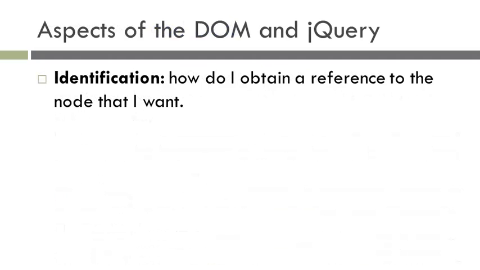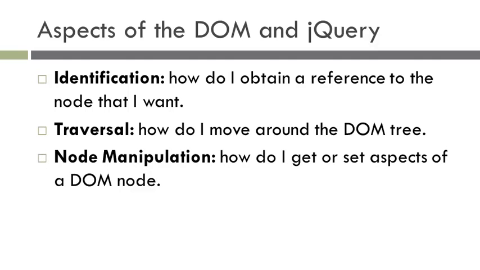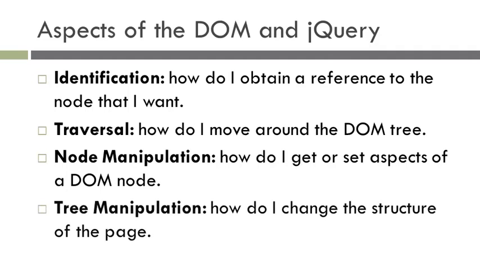In this video and the next video, we are going to take a look at the following aspects of DOM as it relates to jQuery. The identification, which is how do I obtain a reference to the node I want. Traversal, how do I move around the DOM tree. Node manipulation, how do I get or set aspects of a DOM node. Tree manipulation, how do I change the structure of the page.